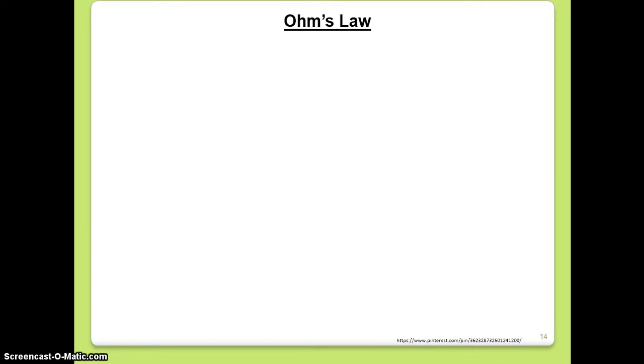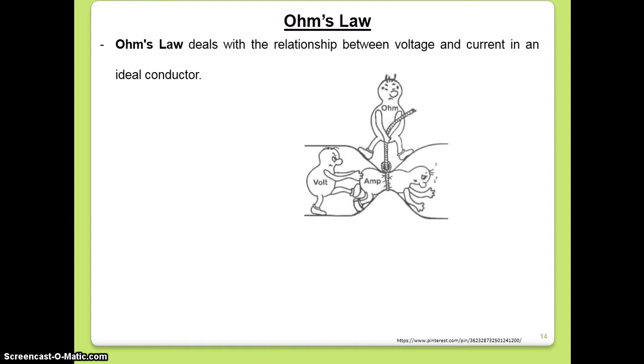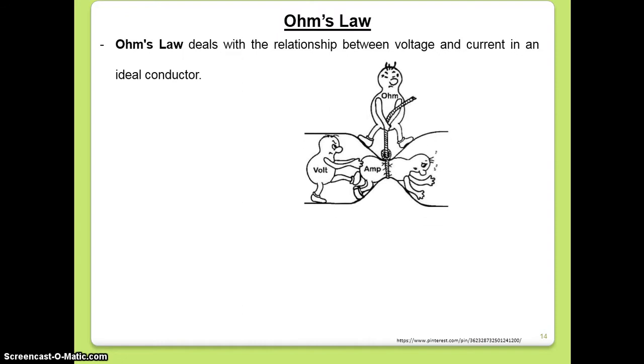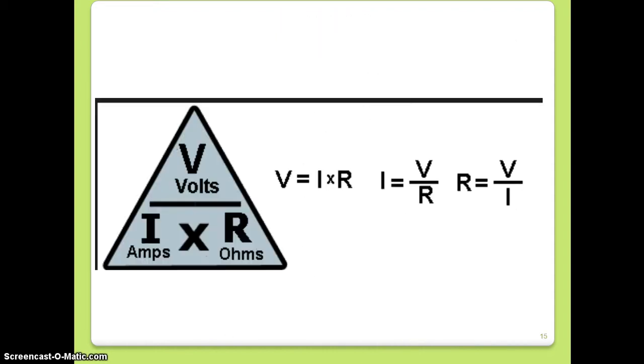To begin with the second part of the unit, we will start with Ohm's law. Ohm's law is one of those fundamental rules which gives the relationship between voltage, current and resistance. It states that the voltage and current are proportional provided the resistance remains the same. V over I is a constant, and that is the resistance of the conductor.